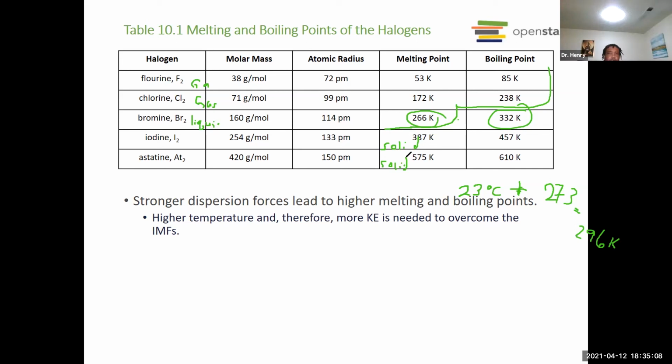Okay, so as we got bigger, even though all of these would be nonpolar in every situation, the dispersion forces got stronger as we got bigger. Does that make sense? Yes.